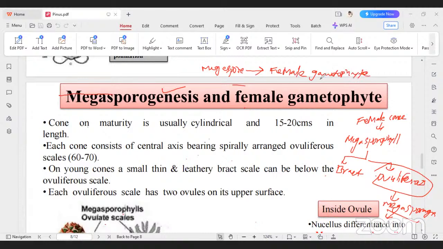Let's see female gametophyte development and megasporogenesis. You already know megasporogenesis, the production of megaspores. The cone at maturity is usually cylindrical, which is not an important character. It has a central axis bearing spirally arranged ovuliferous scales with bract scales. Each ovuliferous scale has two ovules, which is important. How many? Two ovules on the upper surface of the scale.